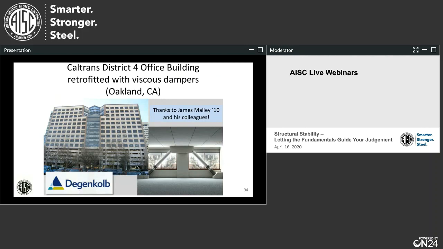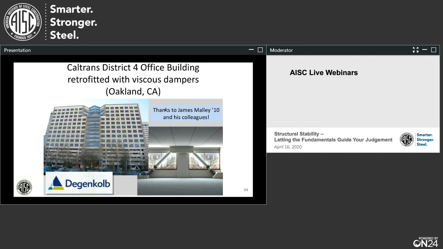So they looked at a lot of options. One was just to increase the strength of the connections, and then they started toying with the concept of retrofitting the building with viscous dampers. And so over on the right is an architectural rendering of what these viscous dampers would look like.